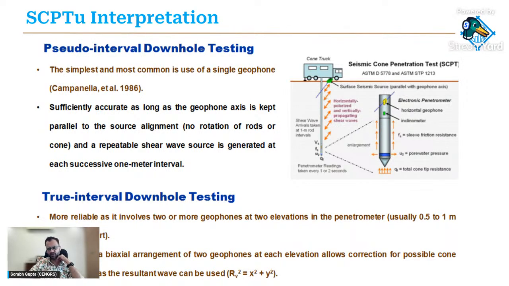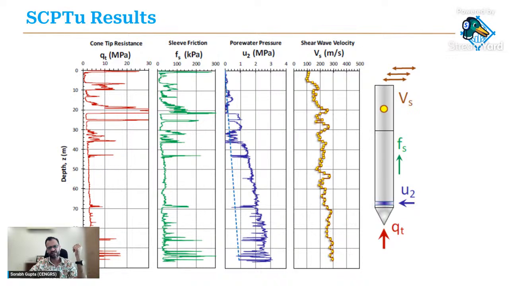Seismic interpretation is fairly straightforward. It's the same as a downhole seismic test. So you can do a pseudo interval test or a true interval interpretation. Either way, it doesn't matter. And this is what the results look like. So now you get a cone tip resistance, sleeve friction, pore water pressure, and the shear wave velocity profile in the same push. I love this because there is no issue with lateral variation. You are getting all your geotechnical parameters at the same location. So you get a lot of confidence in the cross correlations between various geotechnical parameters.